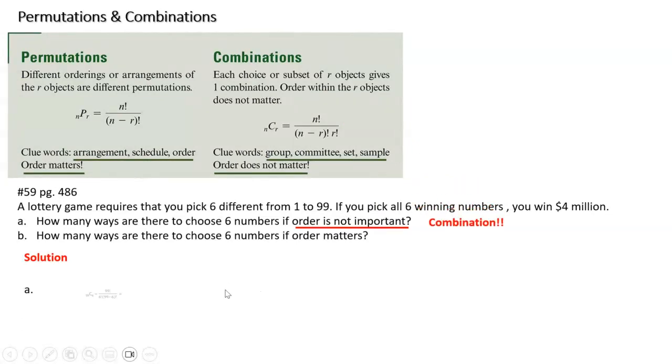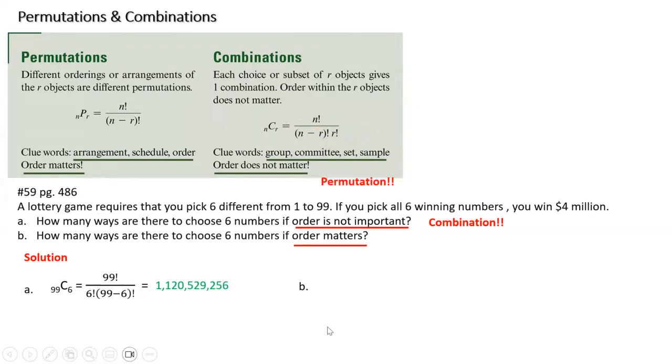So we're going to use 99 combination 6. And for this one, guys, we'll just put it in the calculator. So this will be my result: 1,120,529,256.